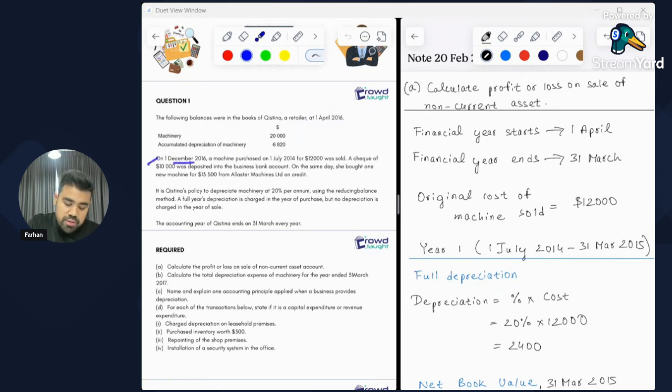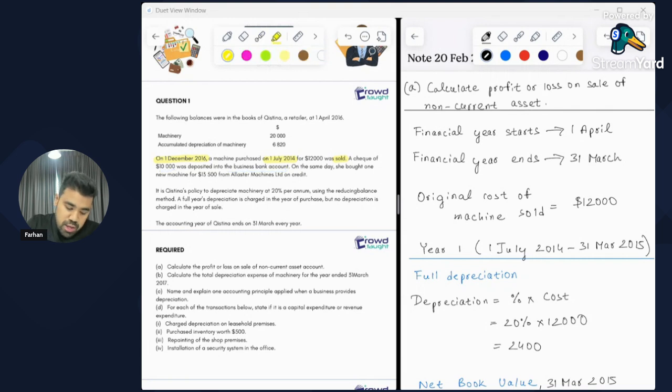On 1 December 2016, our machinery purchased on 1 July 2014 for $12,000 was sold. So based on this first line, we understand that we have disposed a machine which had an original cost of $12,000, and the day we purchased this machine was on 1 July 2014. A check of $10,000 was deposited into the business bank account. So this is the amount we received by selling the machine, which is $10,000, also known as the disposal proceeds.